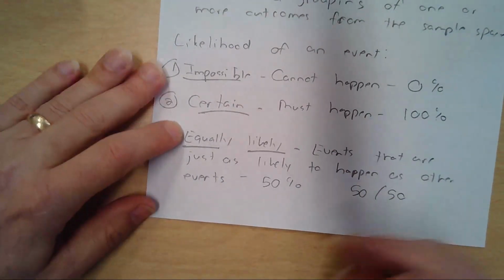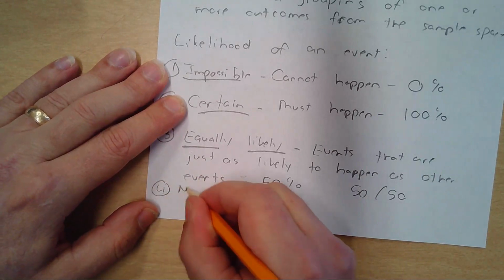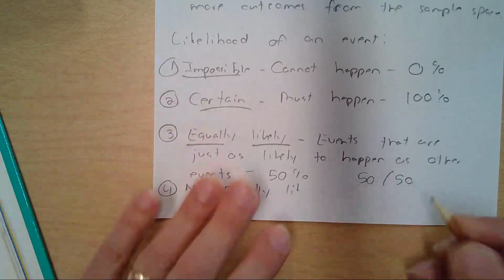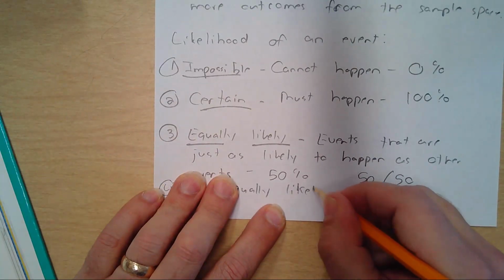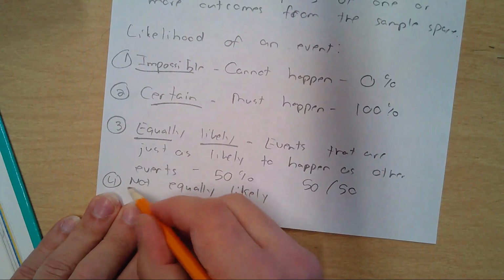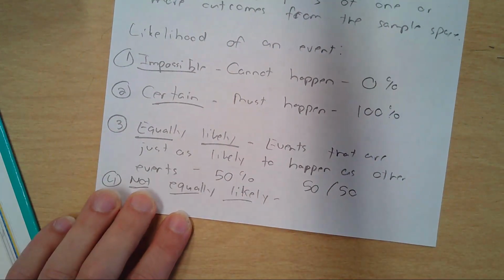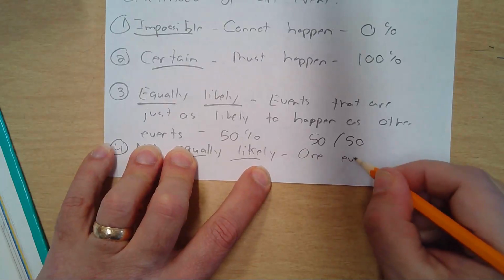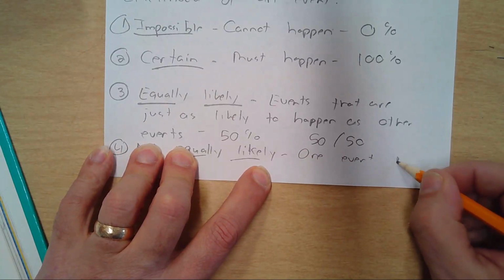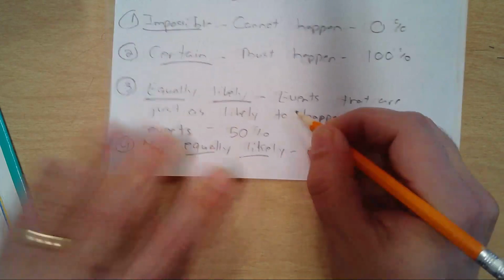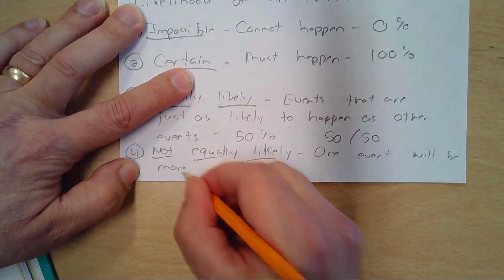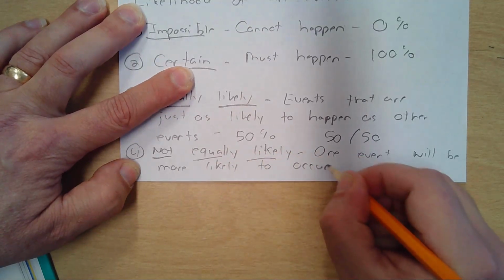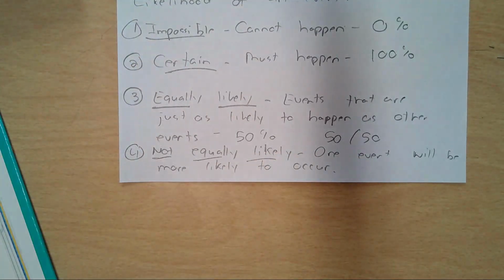All right? And finally, the fourth one, not equally likely. This is our last vocab term for today. One event will be more likely to occur. Not equally likely.